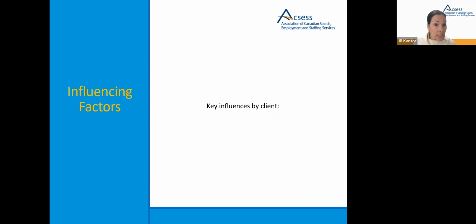And it's important that we understand this, because you can influence it if you know what some of the factors are. You can drive the process and help steer things in the right direction to the best of your ability, if you really understand what really influences the client.